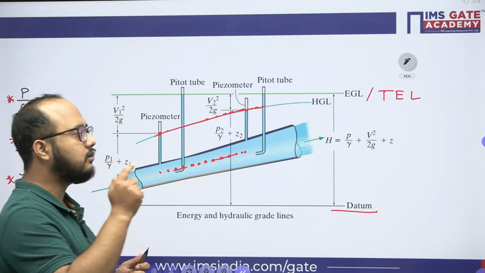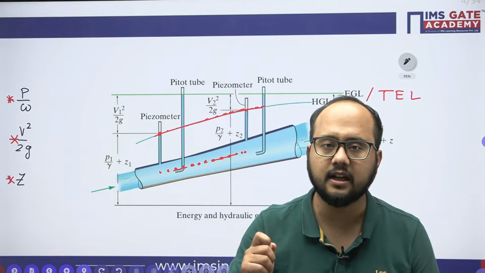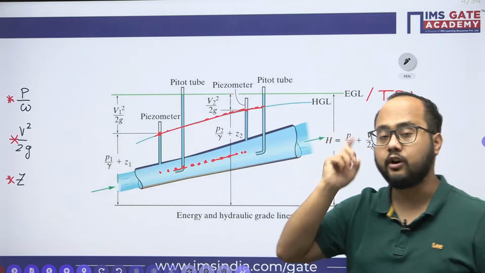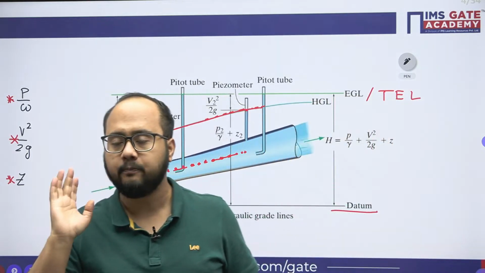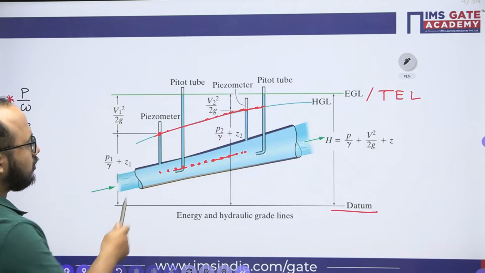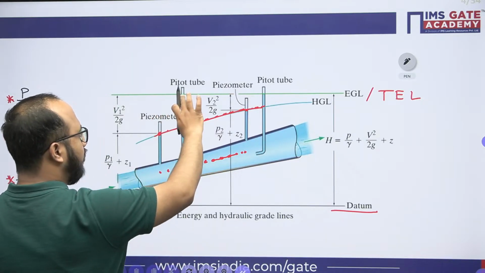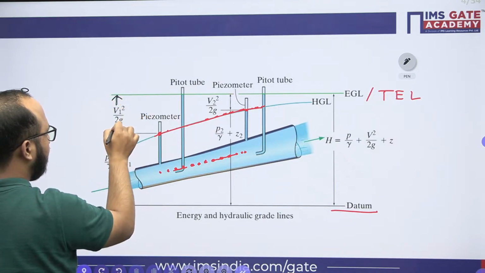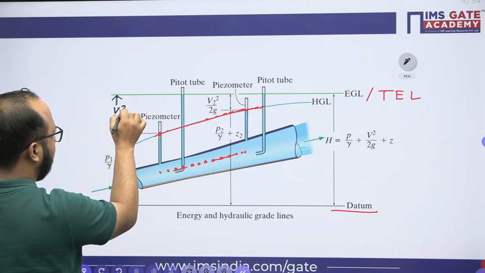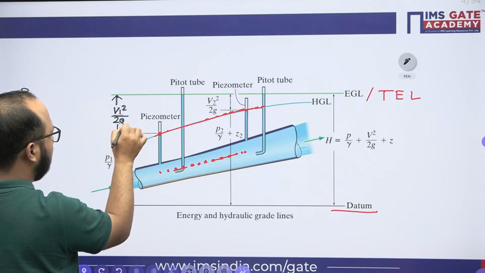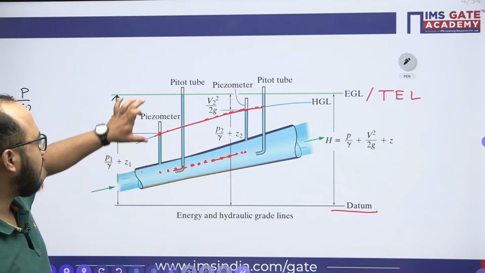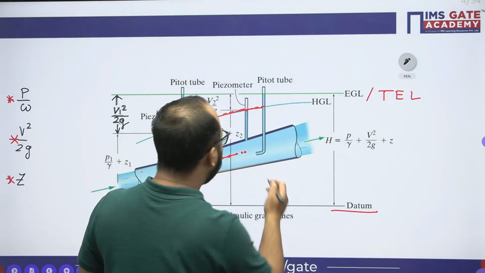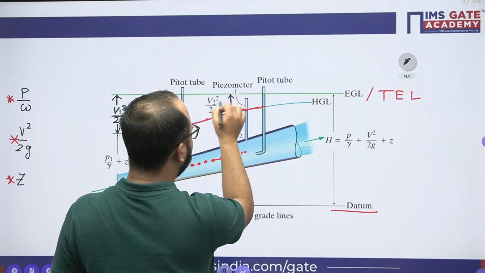Now the same thing we will do for the total energy line. In the total energy line, apart from the static pressure head plus the datum head, the kinetic head is also involved. In order to calculate the kinetic head, we will be using a pitot tube. If we use a pitot tube, the difference of the piezometer head and the pitot tube will give you the kinetic head. This is the kinetic head at location 1. Similarly, here also it will give you the kinetic head.